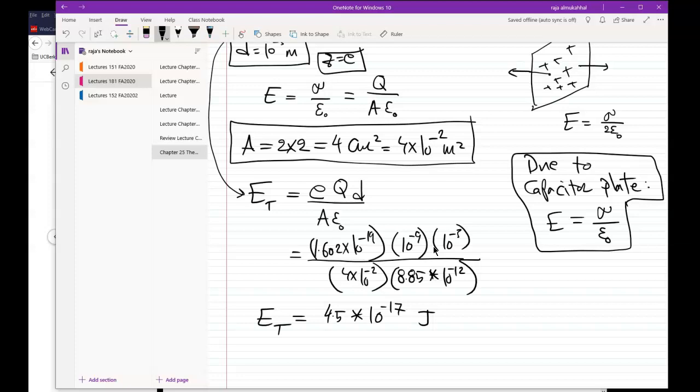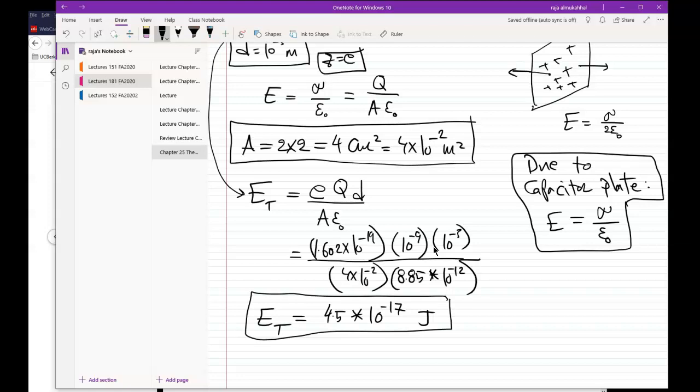I'm looking at my notes to see if I've done this problem. I don't think I have. Anyway, okay, there we go. He asked, what is the total energy? There we go, I got it. Okay, is that clear? Okay, good.